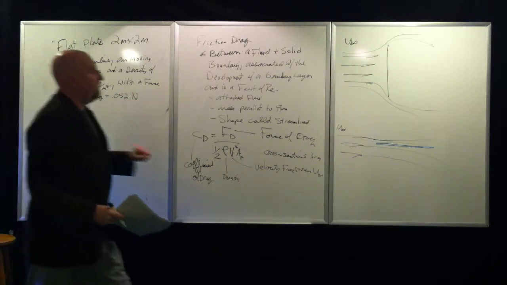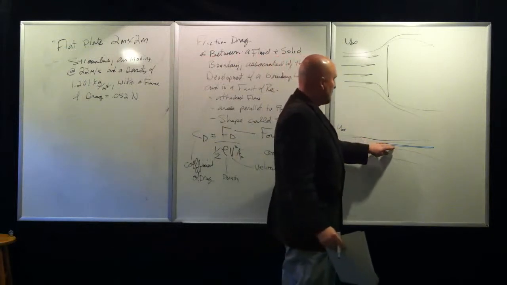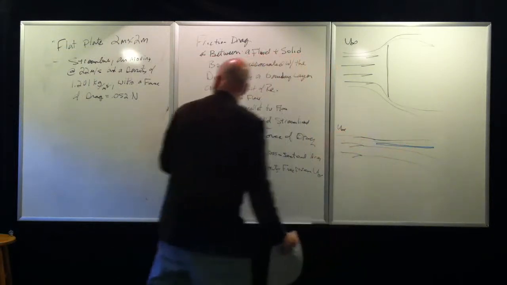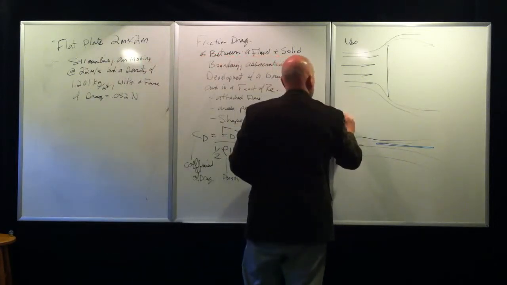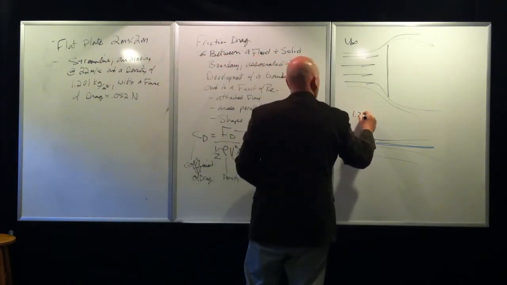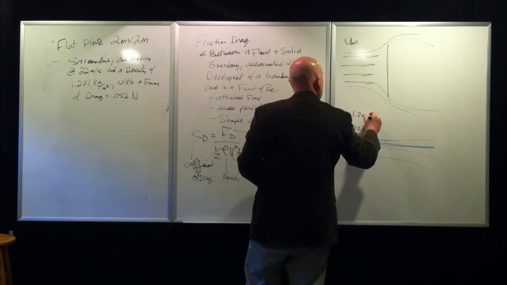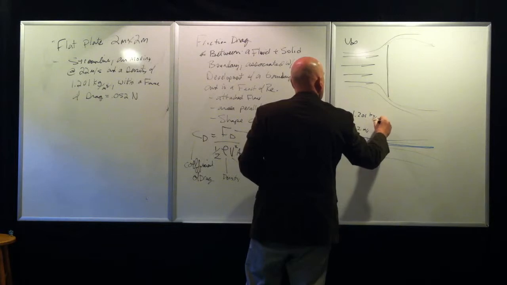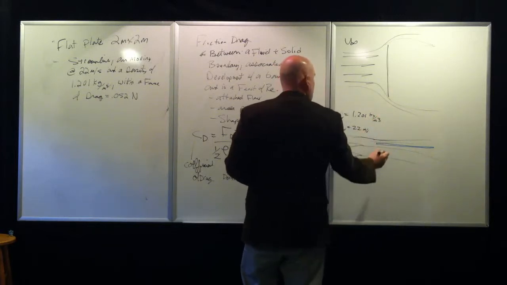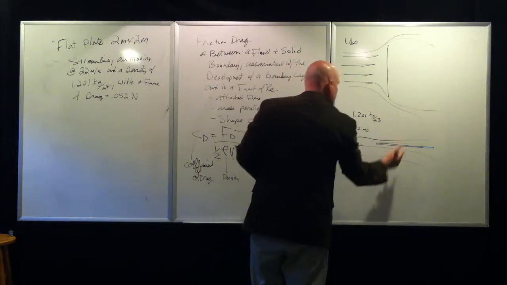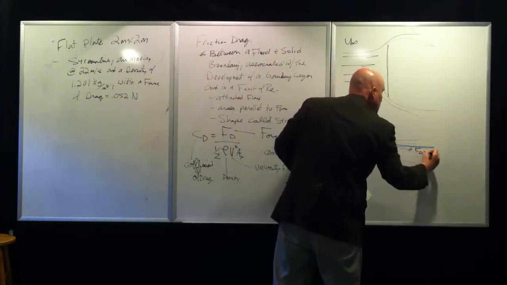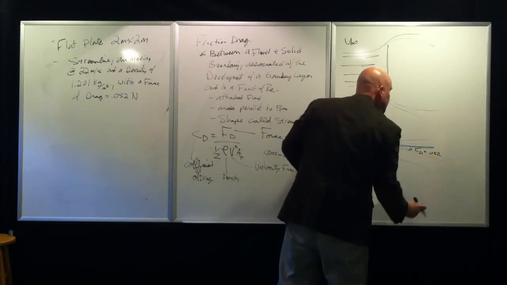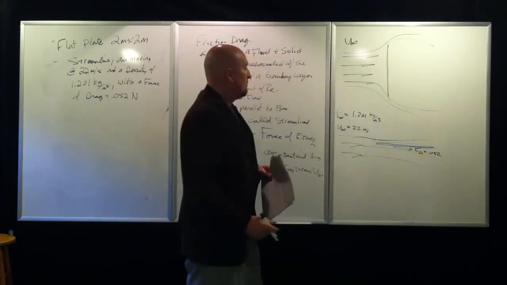So here we go. We have a flat plate represented as this, as a streamline. The free stream velocity is 22 meters per second. The free stream density is 1.201 kilograms per meter cubed. And then the force of drag that's going to be pushing against it, the force of drag in this direction on the plate, is 0.052 newtons.